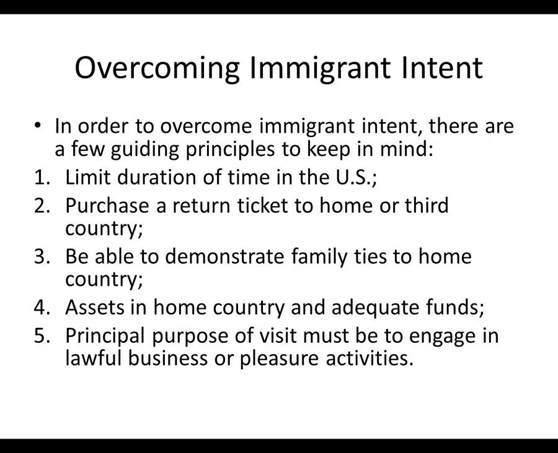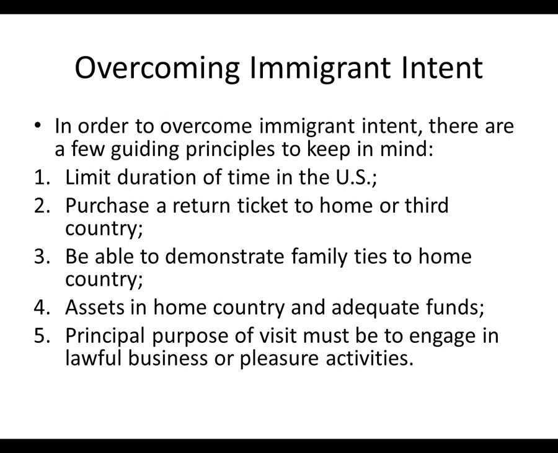All right, and so again, we're going to spend a little bit of time on immigrant intent, which you're not allowed to have when you're traveling under the ESTA program and under the B1, B2 visa program. So in order to overcome immigrant intent, because it can be explicit or it can be inferred, we've listed what we're calling the guiding principles to overcome immigrant intent. So you should seek to limit the duration of time in the United States where possible. If you're issued an I-94 card that permits you to stay for a year, if you don't have to stay for that full year, that's probably a good thing.